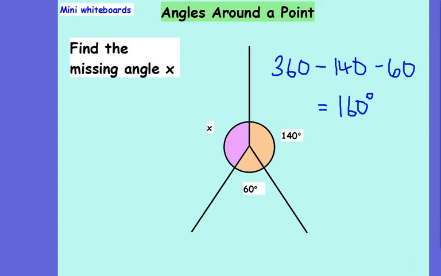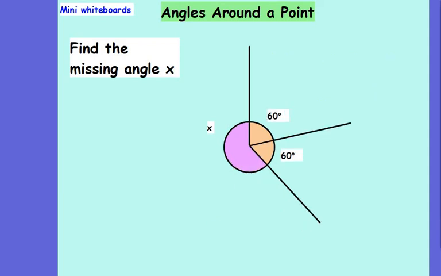Okay, year 7, how good are you? How about now? What's my missing angle x? Let's work it out. We need to do 360, take away 60, take away 60, which leaves me with 240 degrees.